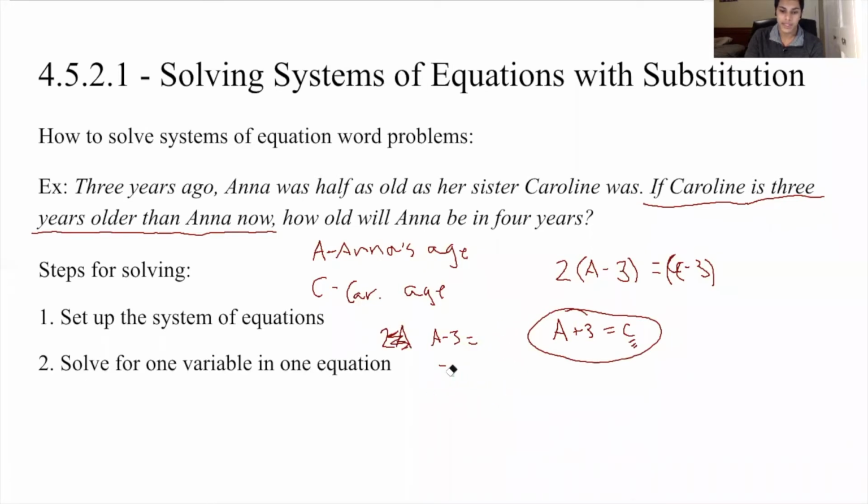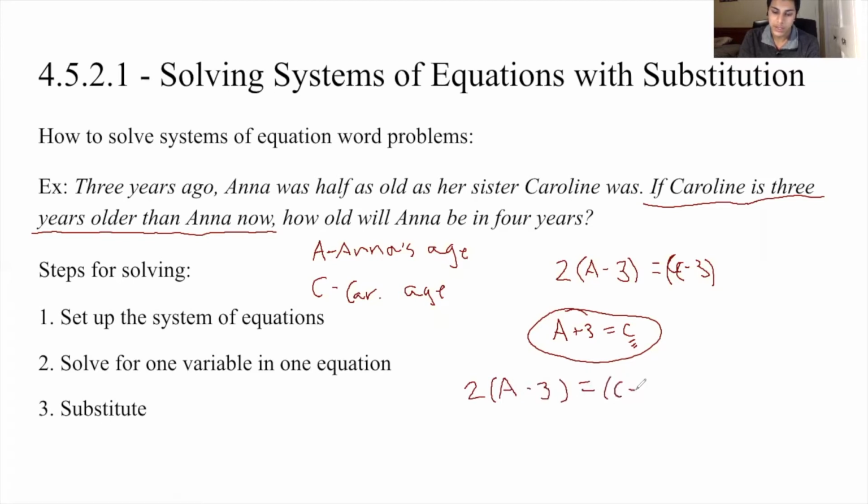But I'll erase this because this isn't one of the equations we have in our question. All right, so we have A plus 3 equals C. So that step is already done. The next step, and this is where the substitution comes in, is to substitute what that variable that you solved for is equal to into the other equation. So we know that C is going to be equal to A plus 3, which means that we write out our first equation, 2A minus 3 equals C minus 3, right? So here's our first equation.